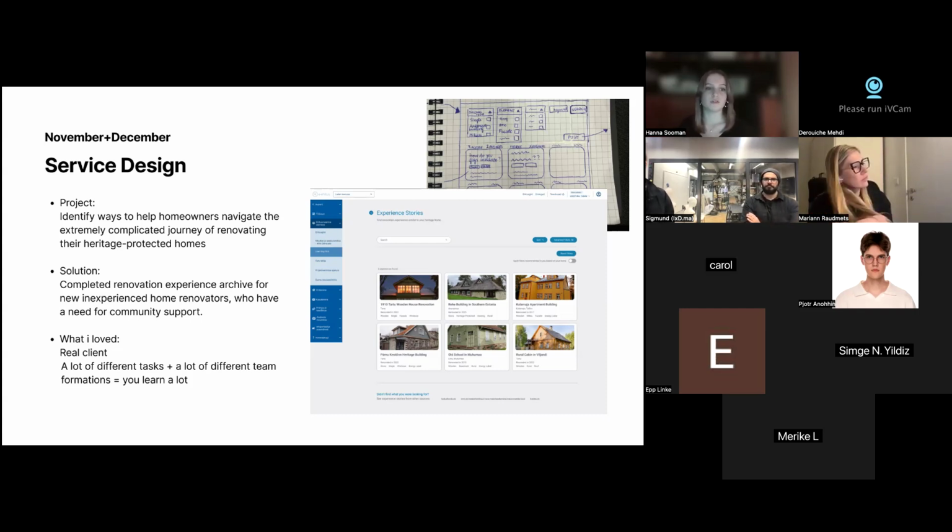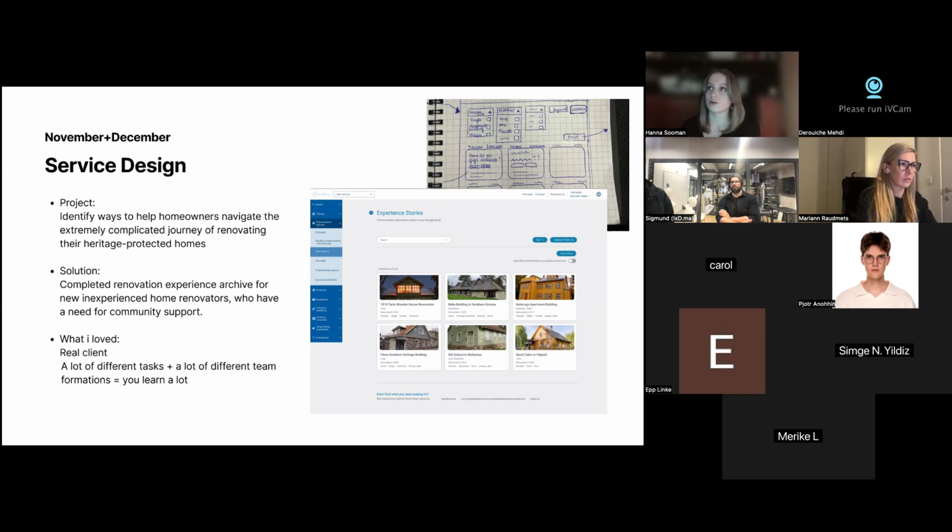And yeah, you can also see my project solution: basically an archive of already completed renovation experience stories, so that new homeowners who are inexperienced in home renovation could come here and filter these different stories to find the most relevant information for them, and potentially even connect with the homeowners who have completed renovations to create more of a community feeling.